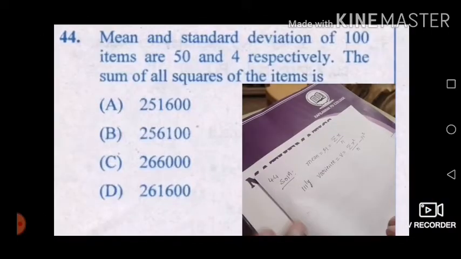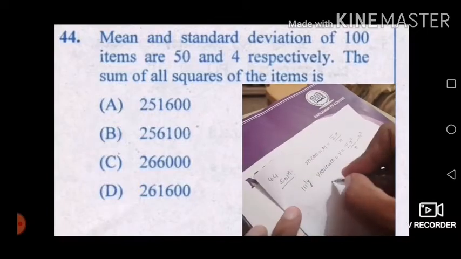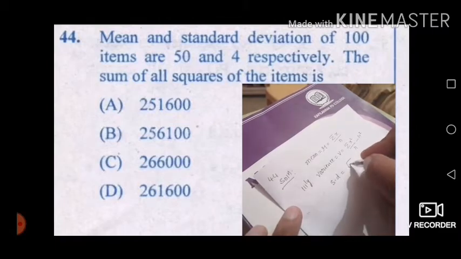Question number 44. It belongs to the statistics chapter. Let's recall the formulas. Solution. The mean formula is given by mean, which is called mu, which is equal to summation x divided by n, where n is the number of observations. Similarly, variance v is given by summation x square by n minus mu square. These formulas we have to remember. And one more thing, standard deviation is always the square root of variance.